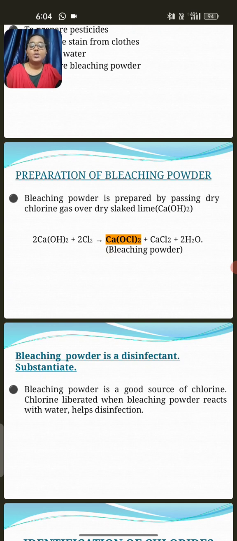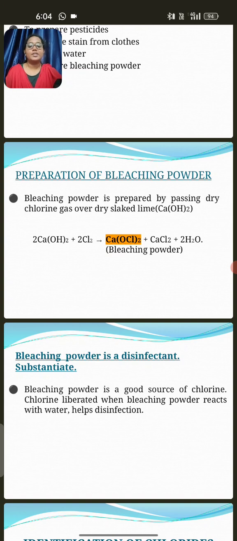That is 2Ca(OH)2 plus 2Cl2 gives Ca(OCl)2 plus CaCl2 plus 2H2O. That means Ca(OCl)2 is calcium hypochlorite. That calcium hypochlorite is called bleaching powder. Right. Bleaching powder is prepared by passing dry chlorine gas through calcium hydroxide. This calcium hypochlorite is formed, which is known as bleaching powder.